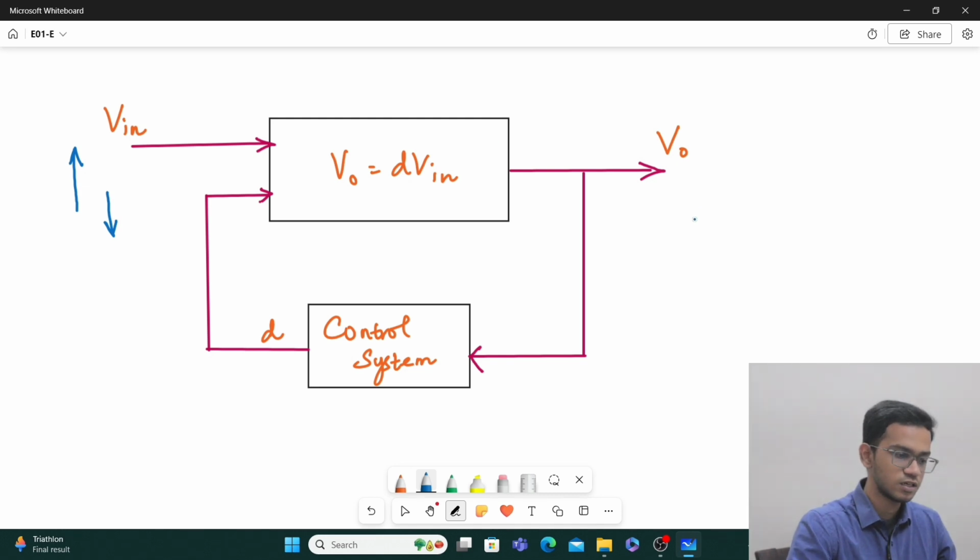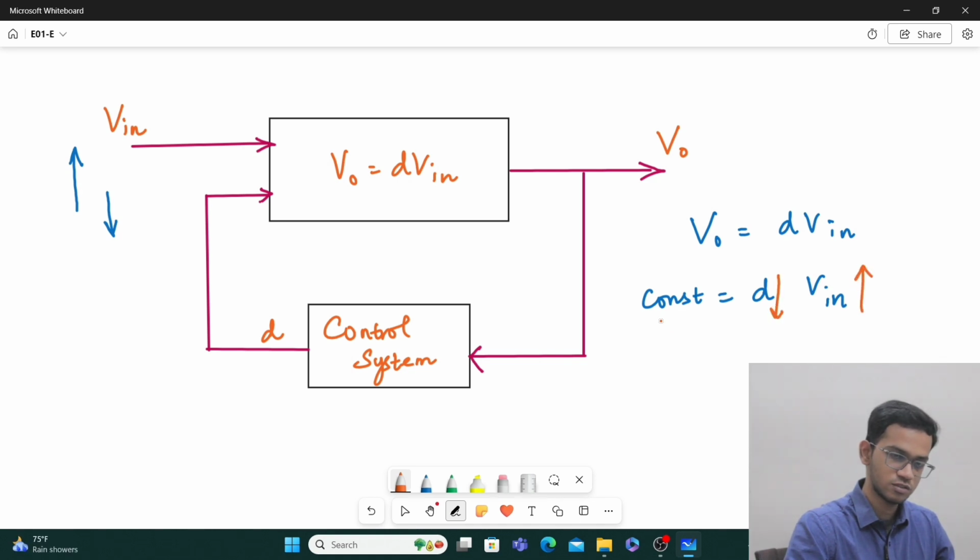How does that work? It works as a simple mathematical equation. You have V0 equals D into Vin. Your V0 is required to be constant. So a constant should be equal to D into Vin. If my Vin is increasing, then your duty ratio should decrease to maintain this constant. And if your Vin is decreasing, then your duty ratio should increase to compensate for this decrease in the input voltage to maintain your V0 constant.